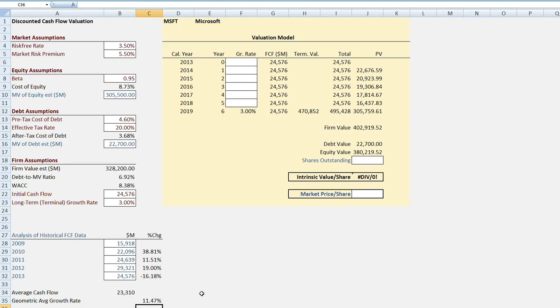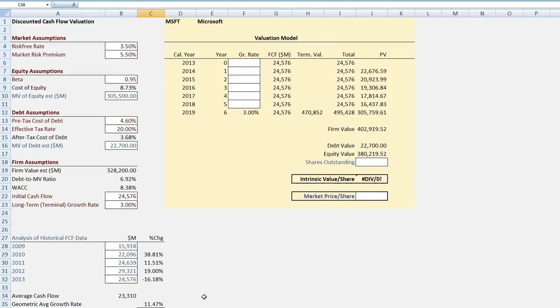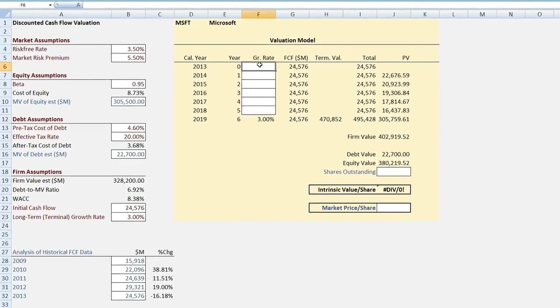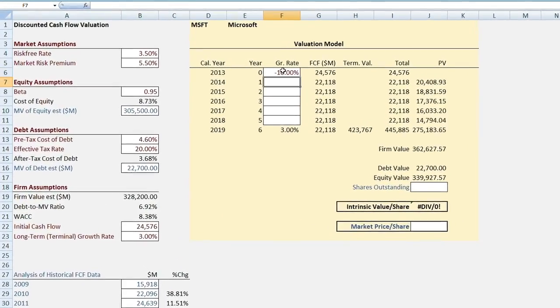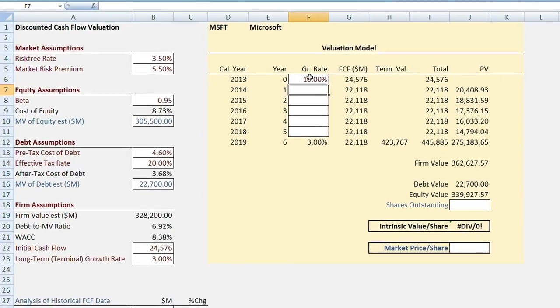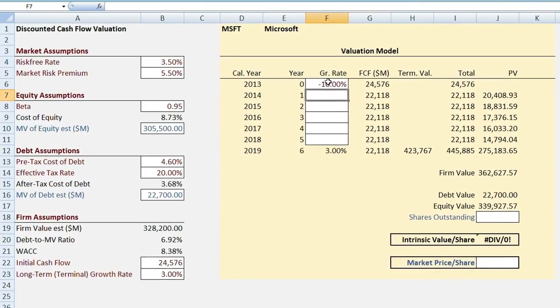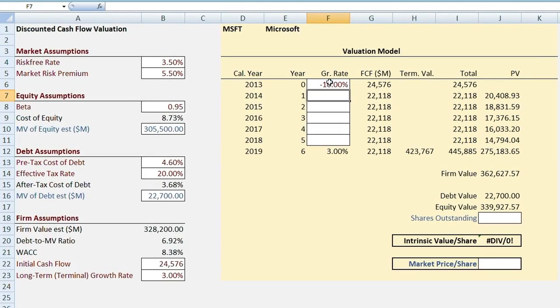So my initial growth rate for that first year might in fact be negative. And just to reflect, it would continue this trend of a negative free cash flow growth from 2012 to 2013 into 2014. So I might actually start out by putting a negative 10%, let's just say, in that first year. Now in my model, I'm already calculating a firm value here.